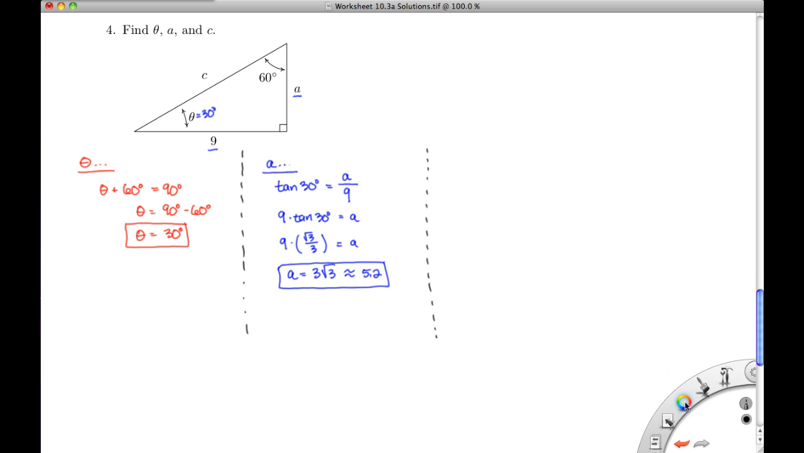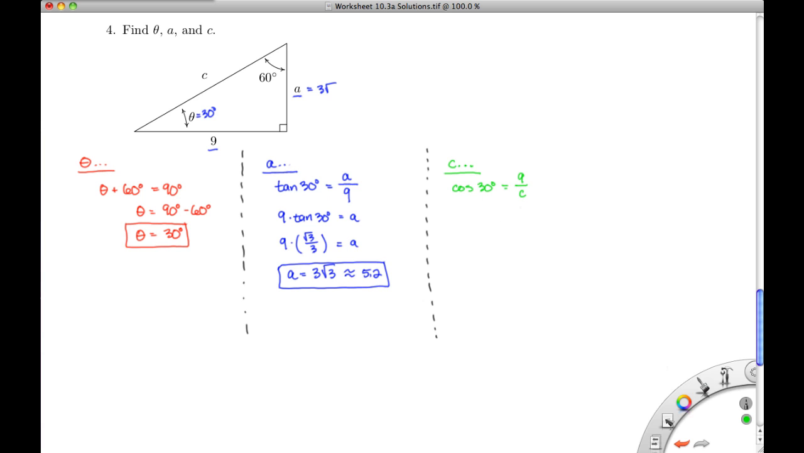Now for side C, we have got lots of options. We now know the value of 2 of the sides. We also know both of the angles, so we could use pretty much any trig function other than tangent and cotangent to find C. We could also use the Pythagorean theorem to find C. So we've got options. I'm just going to use the cosine of 30. So I'm going to relate C with 9 using the cosine. So the cosine of 30 degrees is going to be equal to the ratio between side 9 and the side C.